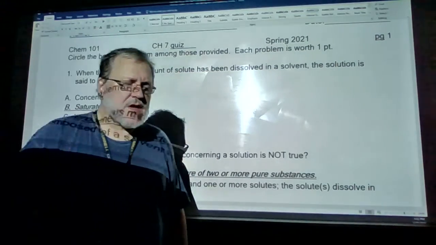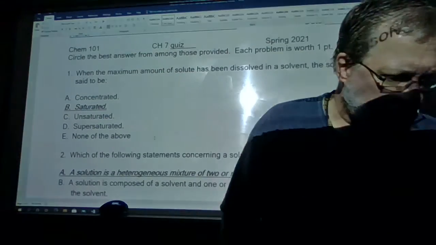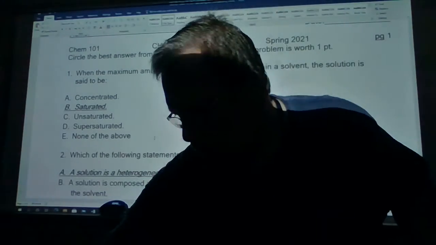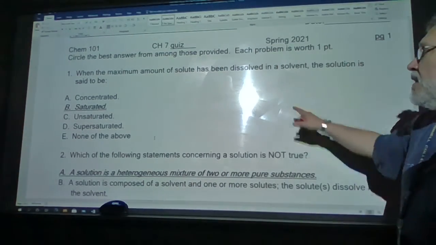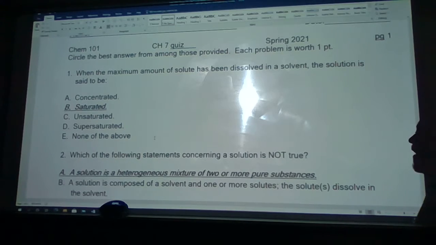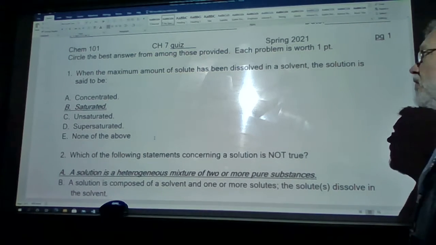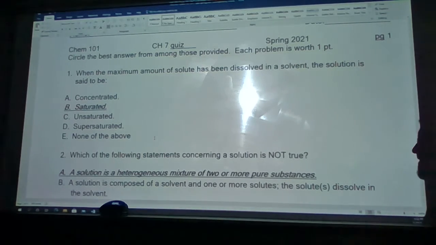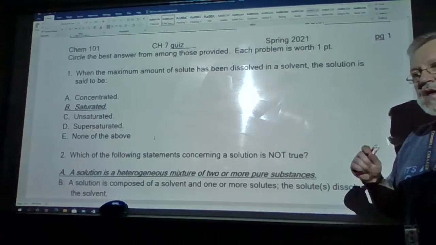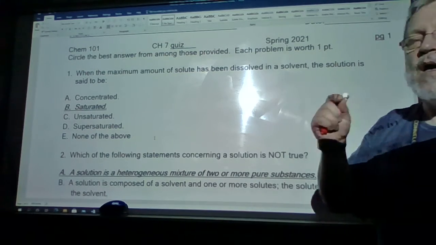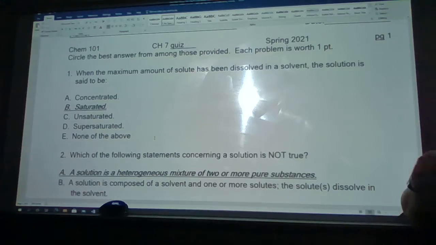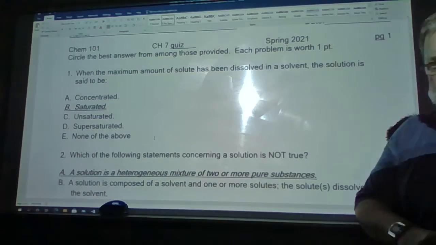This is the Chemistry 101, Chapter 7 quiz review, spring 2021. Number 1, when a maximum amount of solute has been dissolved in a solvent, the solution is said to be saturated. We cannot get any more of our solid to dissolve in our solvent, so this is a saturated solution.